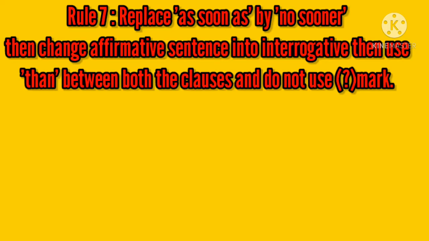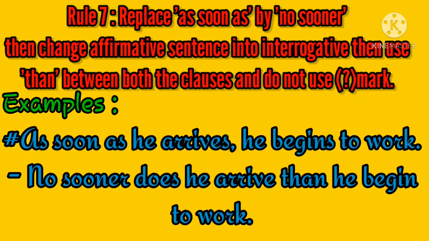Next rule. Rule number 7, replace as soon as by no sooner. Then change affirmative sentence into interrogative. Then use than between both the clauses and do not use question mark. Look at examples. As soon as he arrives, she begins to work. Look at answer. Remove as soon as and instead of as soon as, use no sooner.